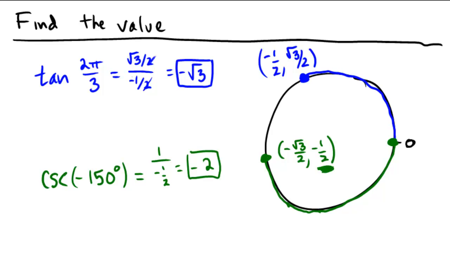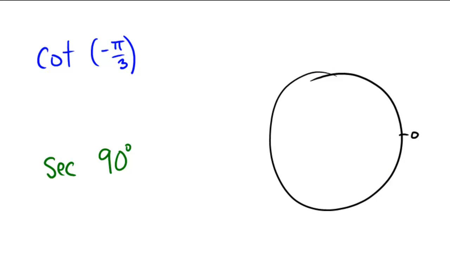Okay, why don't you try a couple on your own here? Try these two, and assuming you paused and tried them out, what is the cotangent of negative pi over 3? Negative pi over 3 is going to be going clockwise down to here, and the coordinates of that point down there would be 1/2 on the x, negative radical 3 over 2 on the y.